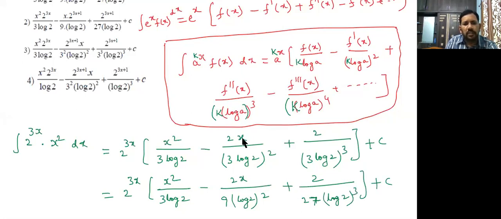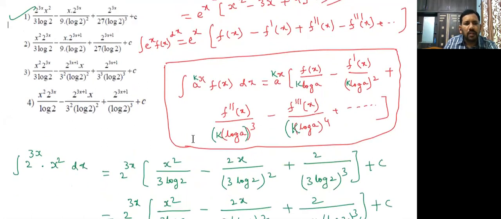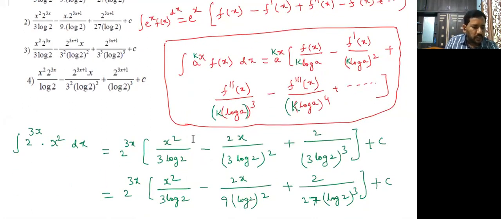See the options. Which option is correct? First option is correct. Question 62, first option is correct. And remember the shortcut formula, then you will get it easily. Otherwise, if you use integration by parts, you have to use it minimum 2-3 times.